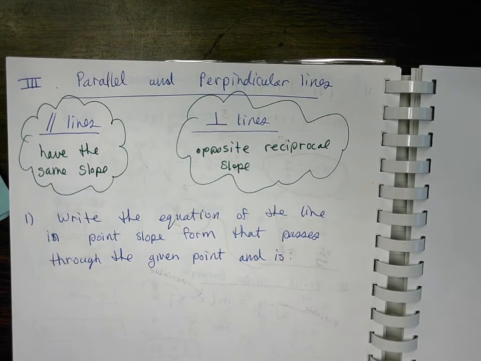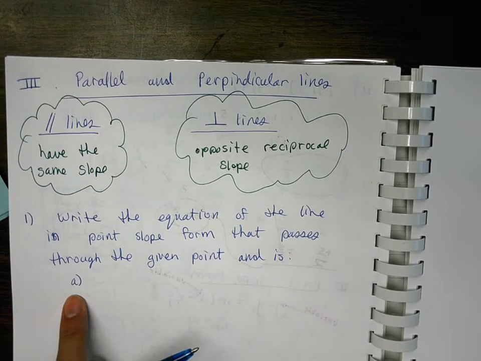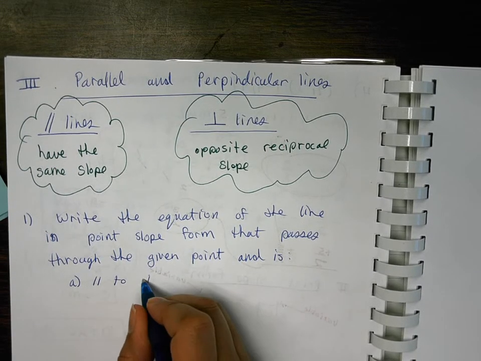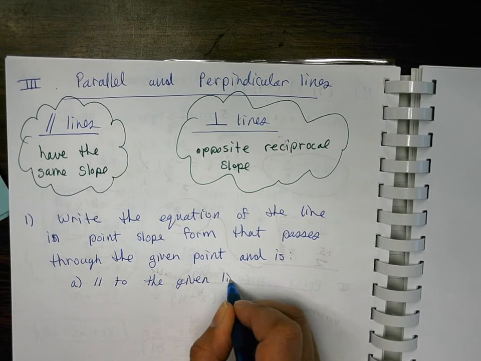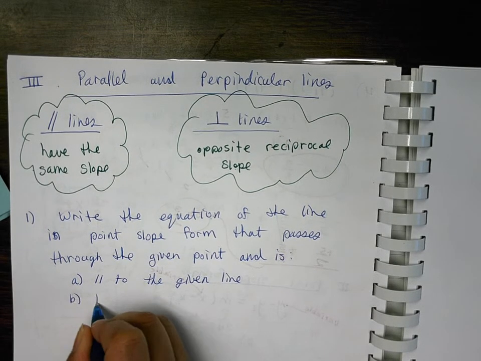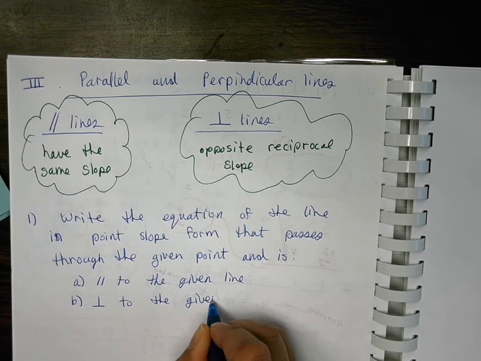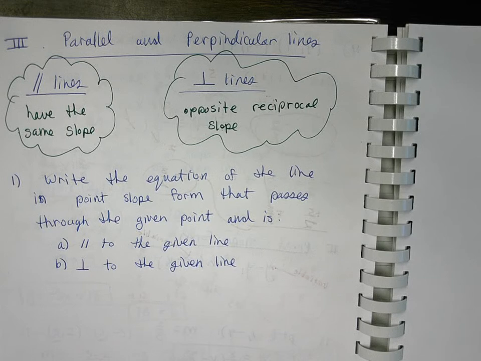Okay, A, what do you think we're going to ask for A? A, that it is parallel to the given line. And part B, perpendicular to the given line. All right. Write the equation of the line in point slope form that passes through the given point and is parallel to the given line and perpendicular to the given line.